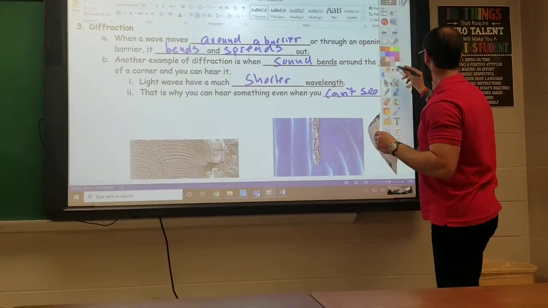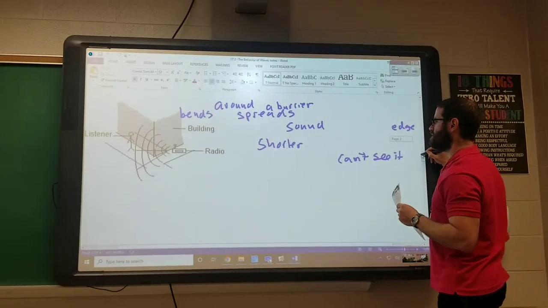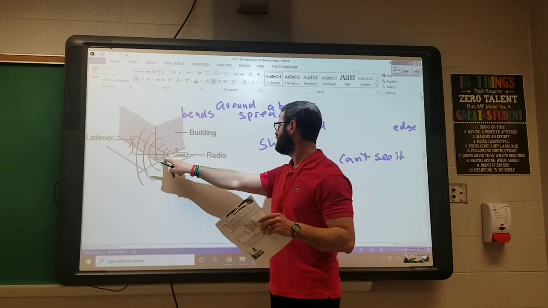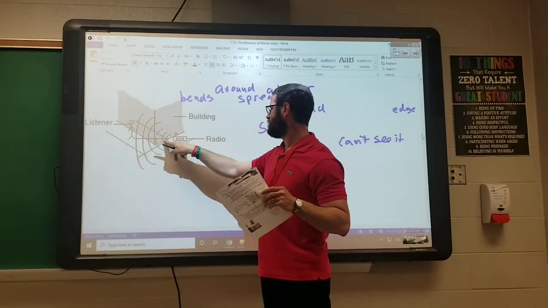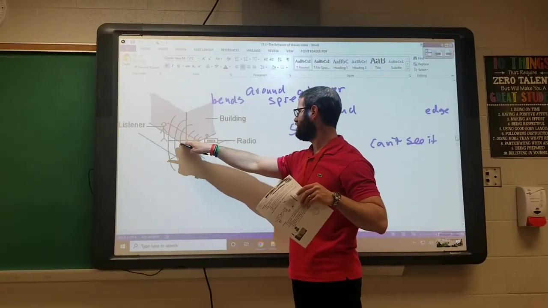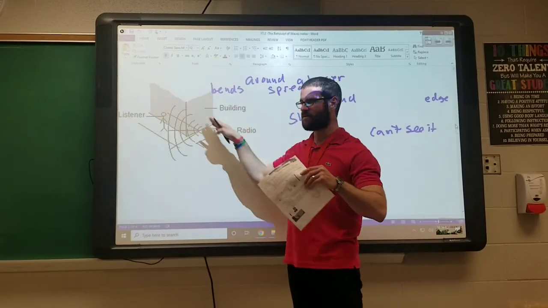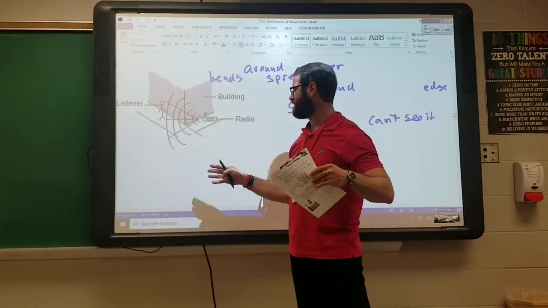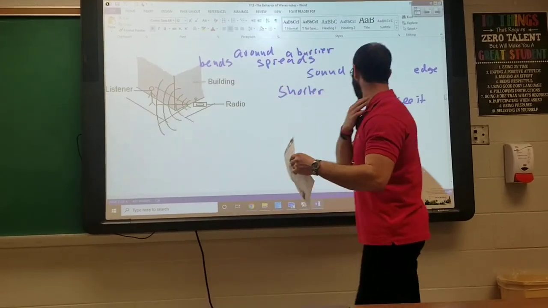So let's look at a diagram here. So we have a radio playing, and the sound waves, right? Sound waves have longer wavelengths than light, so the sound waves travel around the corner, so this person standing here can hear the radio. We can't see it, right? Because the light waves don't travel around the corner. We're not able to see the radio, but we can hear it playing.